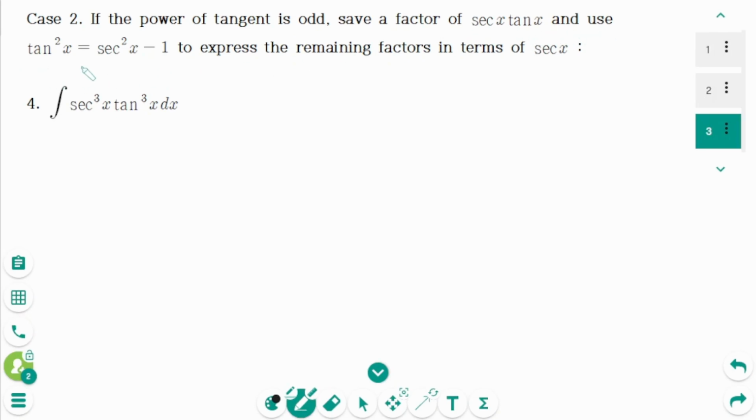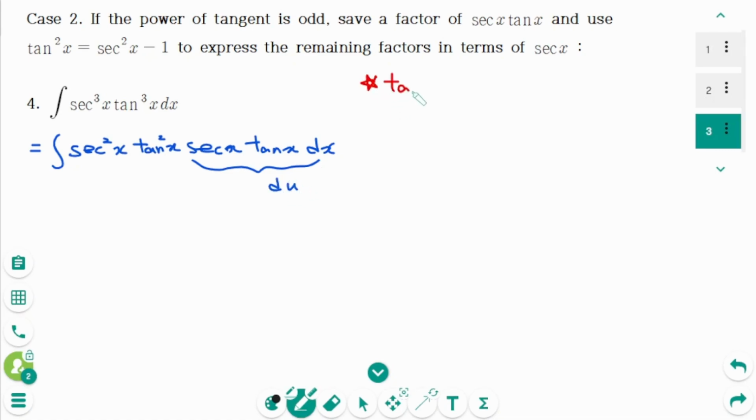Case 2. Question 4. Case 1 cannot be used because the power of secant is odd, the power of tangent is odd. So we save a factor of secant x tangent x for du. We can rewrite as the integral of secant squared x times secant x tangent squared x then tangent x dx. This for du.